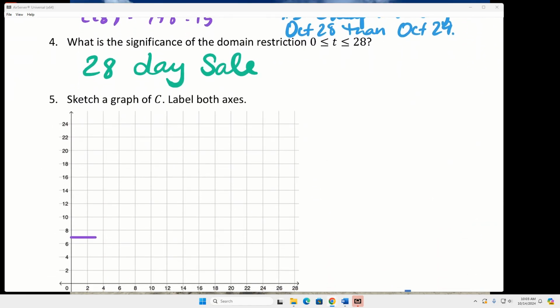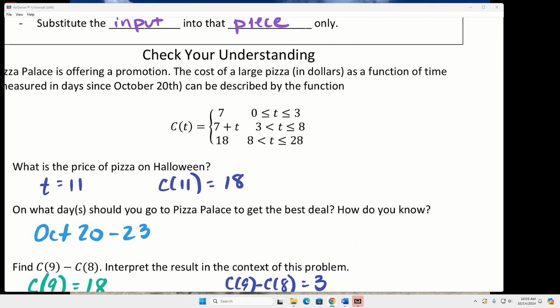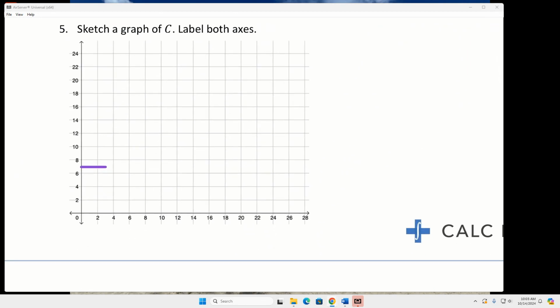But if they don't connect, you have to decide if you have open or closed circles at the endpoints of your pieces. So what do you guys think about this piece? Are these endpoints going to be open or closed circles? Closed circles, because both of the sides of the domain have the or equal to bar. Good job.